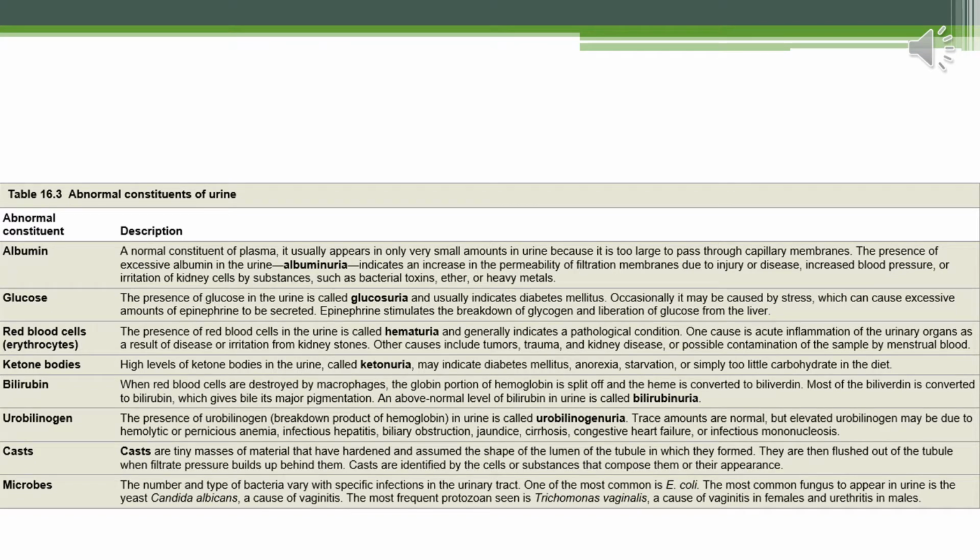This chart shows some abnormal constituents which can be found in urine, and we went over most of these. There's albumin, glucose, red blood cells or erythrocytes, ketone bodies, which I'm just going to read real quick. High levels of ketone bodies in the urine, called ketonuria, may indicate diabetes mellitus, anorexia, typically starvation, or simply too little carbohydrates in the diet. There is bilirubin, casts, and microbes. And microbes in the urine is never good for obvious reasons.